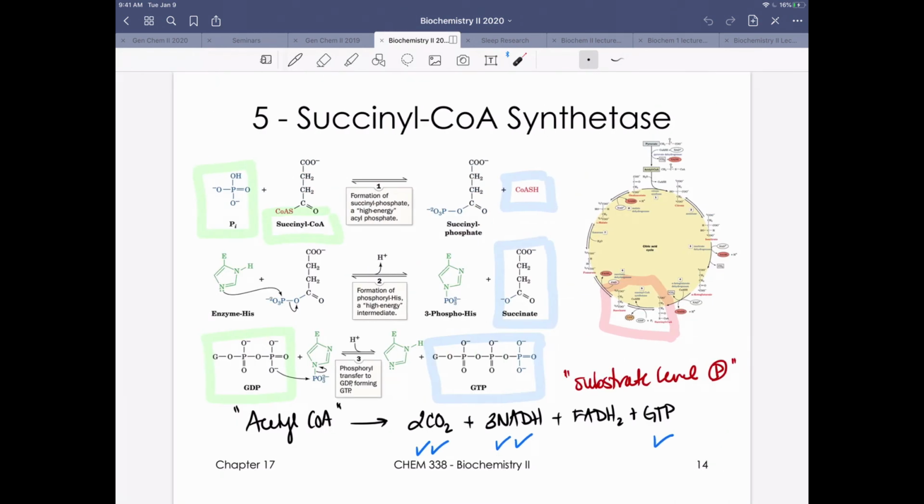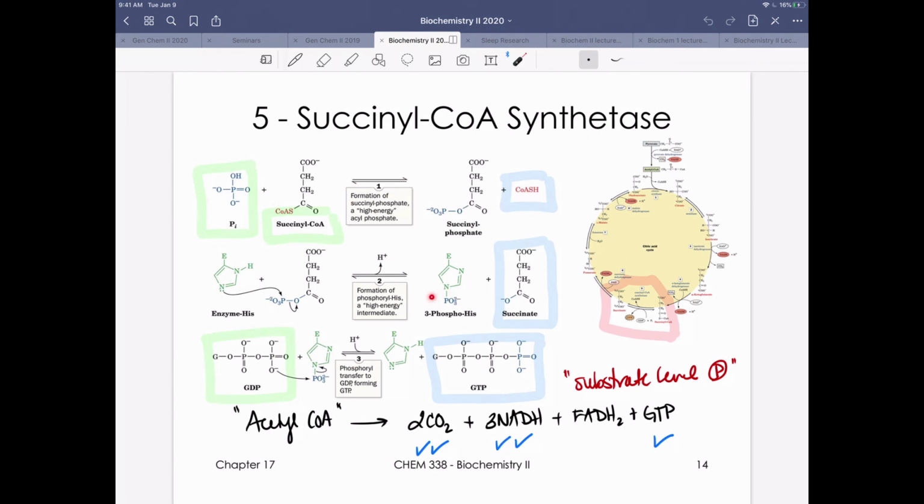So the 5th step really begins our process of regenerating oxaloacetate. Don't worry about the steps we've shown here with Succinyl-CoA synthetase, but what we're really going to do in this step is take that high energy thioester bond in Succinyl-CoA and use it to synthesize a molecule of GTP. We can think about this as a hot potato of phosphate. We're going to start with inorganic phosphate and our high energy Succinyl-CoA intermediate.